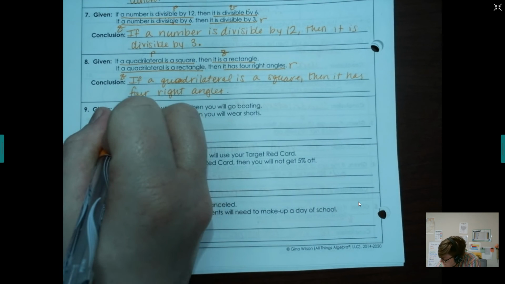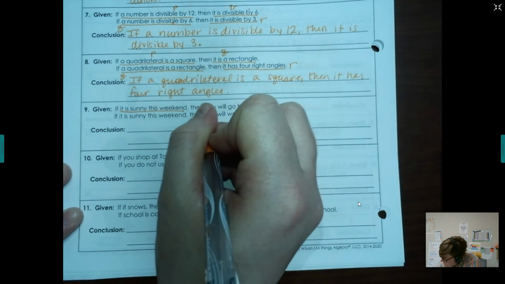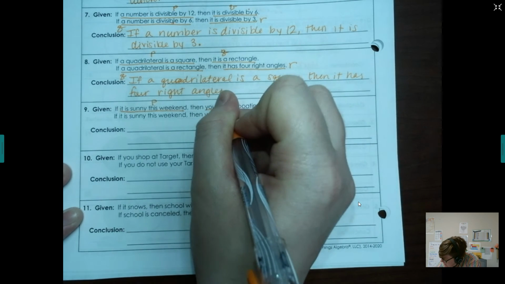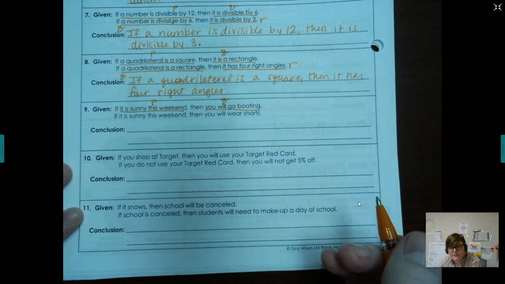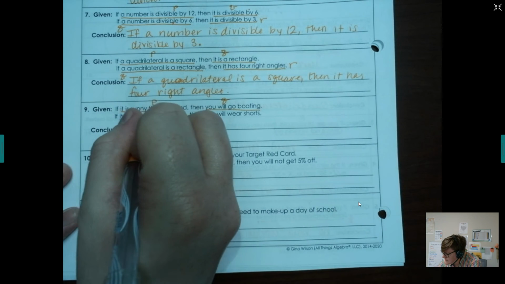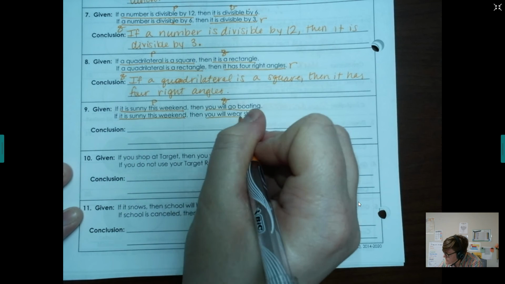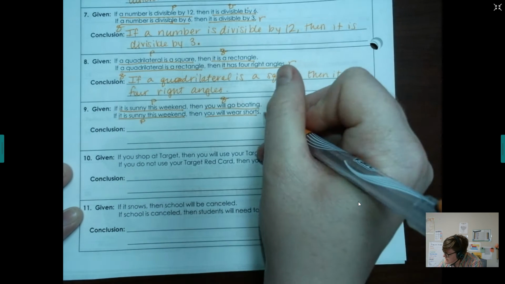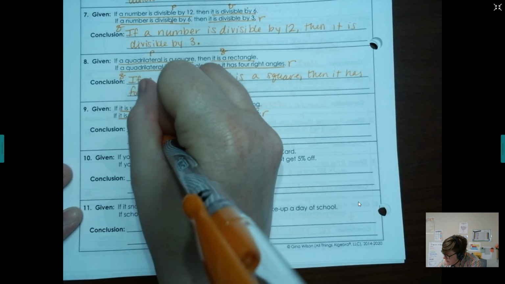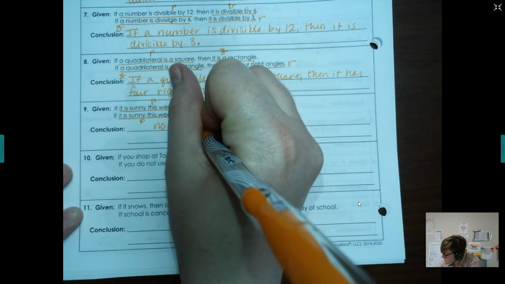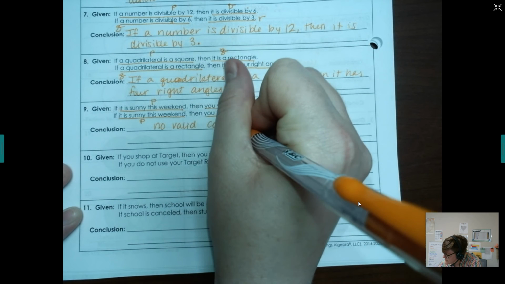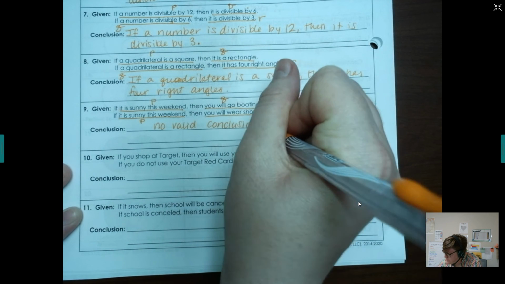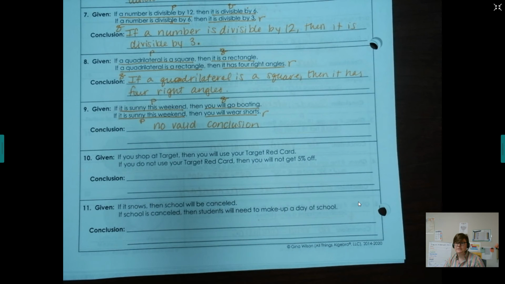So then we've got, if it is sunny this weekend, then you will go boating, P and Q. And then our next statement says, if it is sunny this weekend, then you will wear shorts. That's P again and R. So we can't really make any conclusions from this. So we're just going to write no valid conclusion. Right? We got 2 things with the same hypothesis, which doesn't tell us anything that we can make a conclusion from.